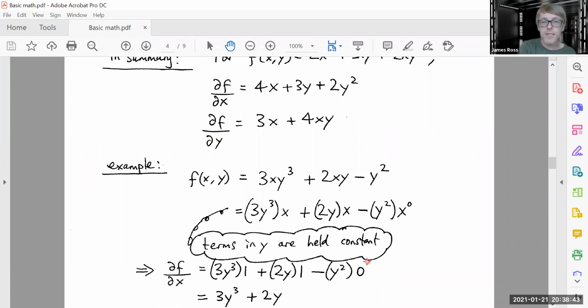Here's just a second example. You can probably do it a little bit quicker. Here we have still a function of x and y. We've got 3xy cubed plus 2xy minus y squared.